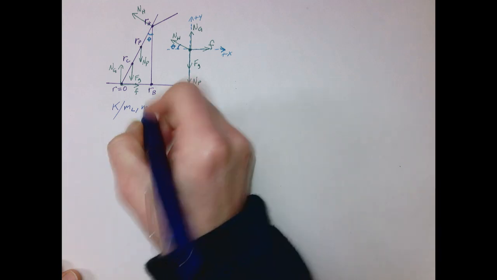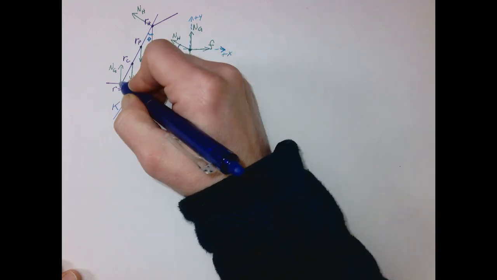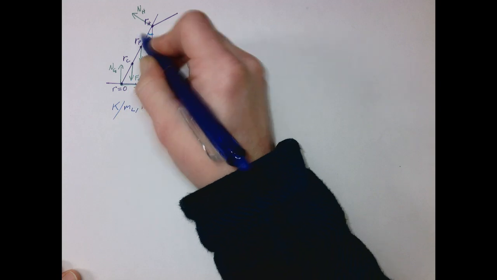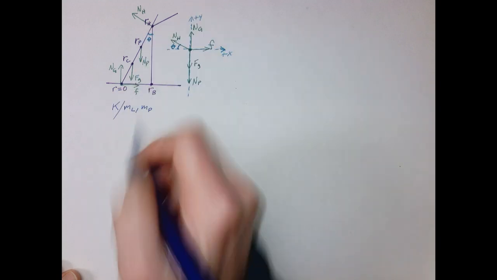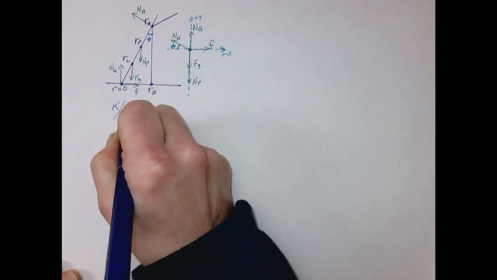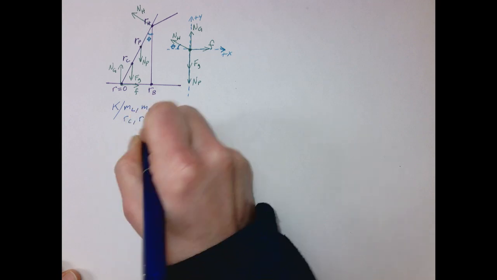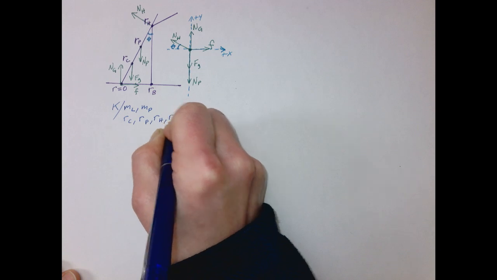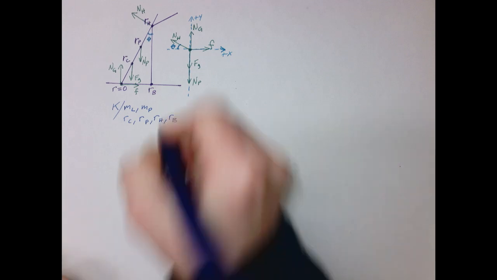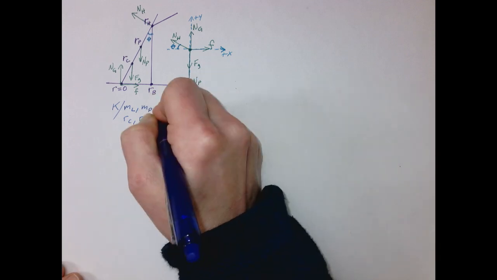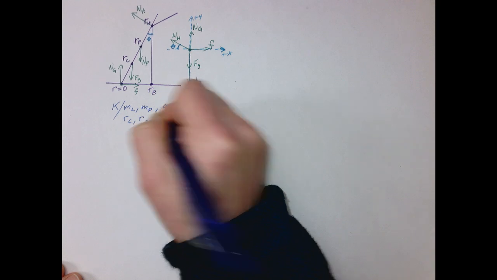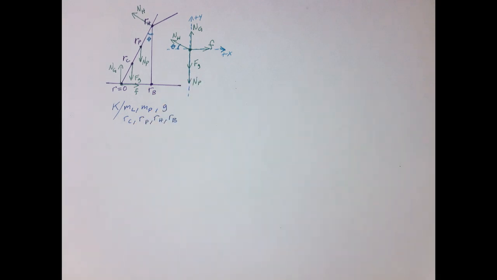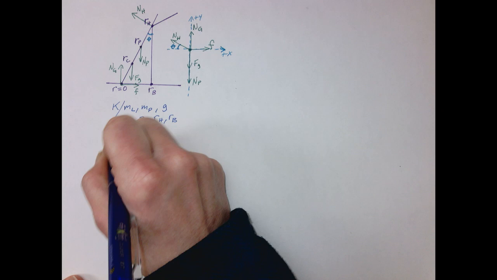We're also given these distances, RC, RP, RH, and RB. We can assume the value of g, the acceleration due to gravity, on the surface of the Earth. Now we'll list the unknowns.